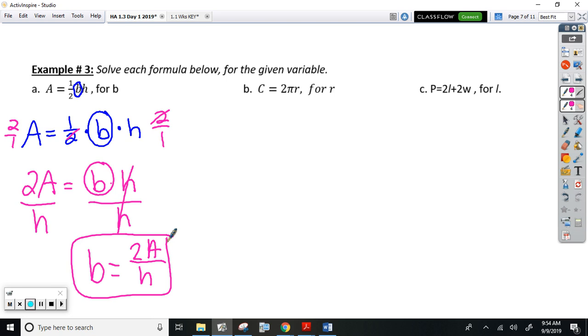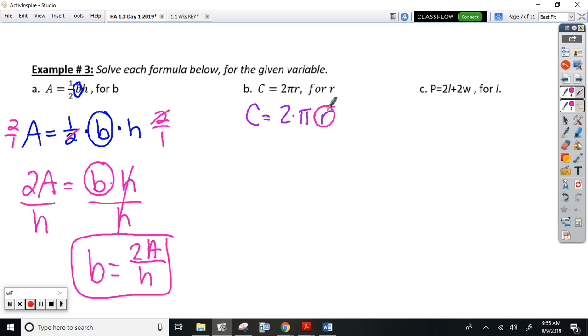The next one, does anyone remember what this formula stands for? Right again, circumference of a circle, which is like the perimeter of a circle, basically the distance around it. Similar property, we see multiplication: 2 times pi times the radius. And they want me to solve for the radius. So what will I do to both sides? What operation do I see? What's the inverse of that operation?